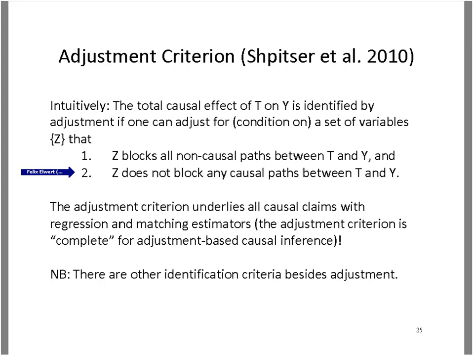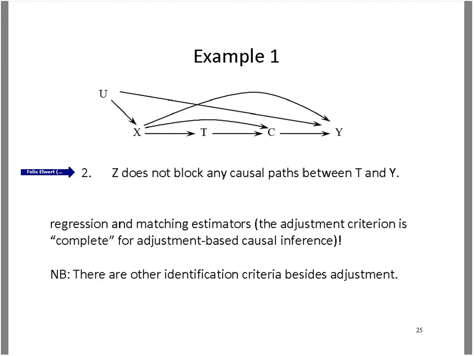In other words, this is the identification criterion that underlies, I would hazard a guess, at least 95% of all causal claims in the empirical sciences. Now, there are other ways to get to identification, but adjustment, so simply throwing in control variables, is certainly the most important one. So let's apply this now.